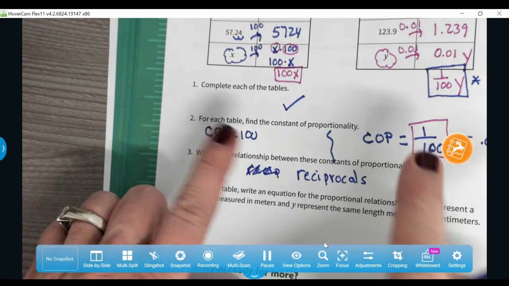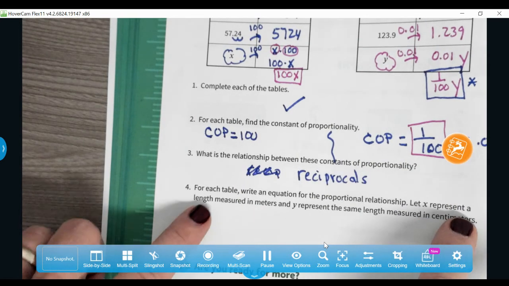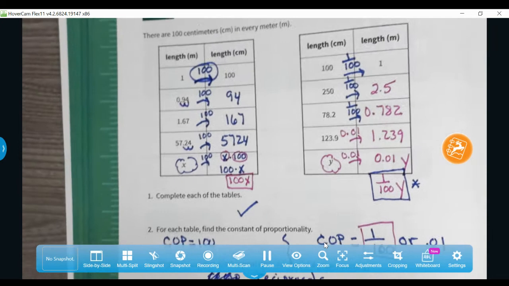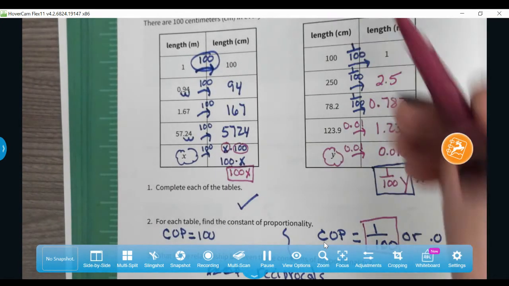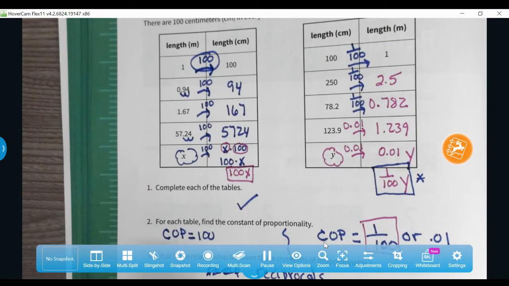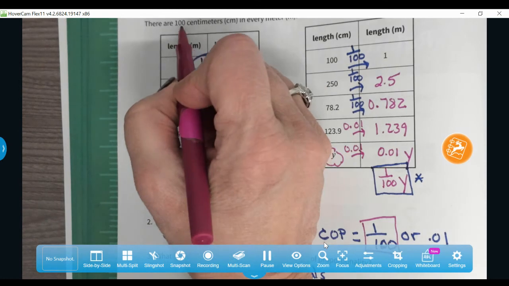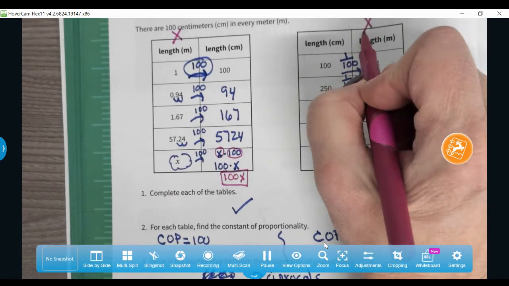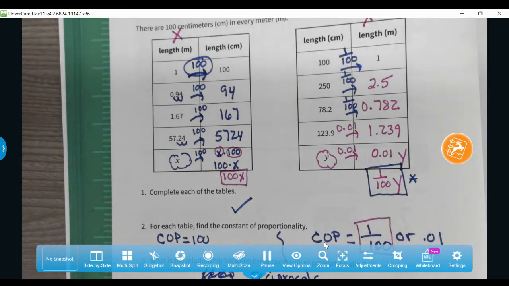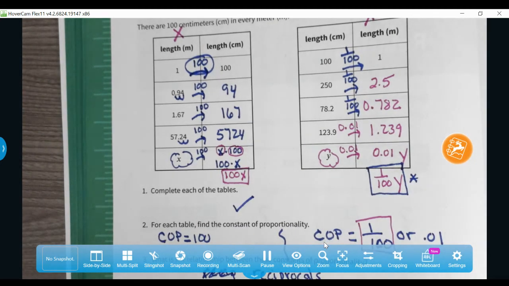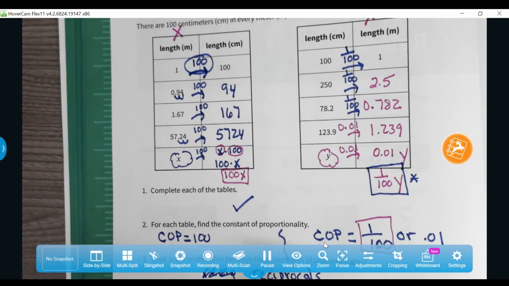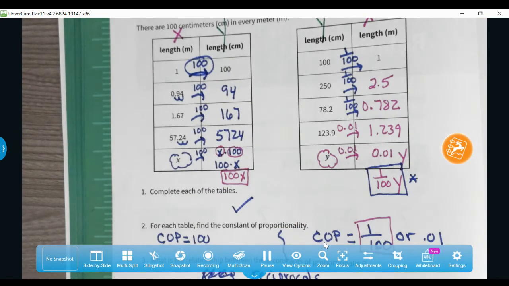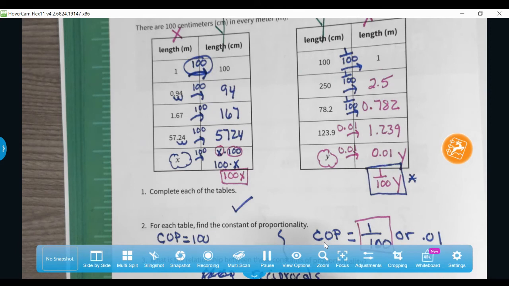So these two have a relationship with each other. Let x represent the length in meters. So now I'm going to come back up to my table here, and I'm going to put that as x, right? So it says represent x for the length of the meters. So that's x. And over here, length in meters, that's x here. And then I'm going to just pick a different color just so that we have it here. And y represents the centimeters, right? So I'm just following what it said, and I'm going to make that y, and make that y.